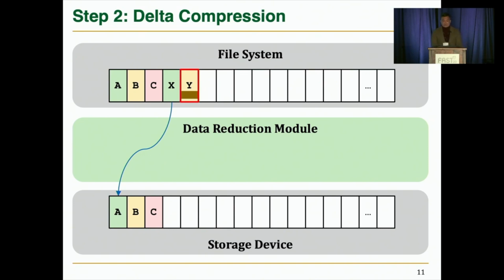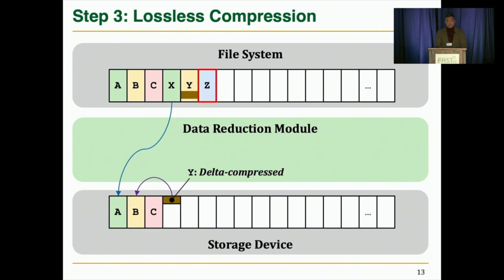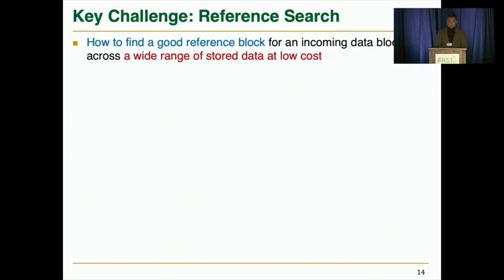Here, block Y is slightly different from block B. So if the data reduction module somehow can find this out, it performs data compression and stores the compressed data. In this example, the data reduction module also needs to keep the mapping information between blocks Y and B so that it can decompress the compressed data for future reads to block Y. Finally, if there is neither an identical block nor a similar block, the data reduction module just performs a lossless compression.